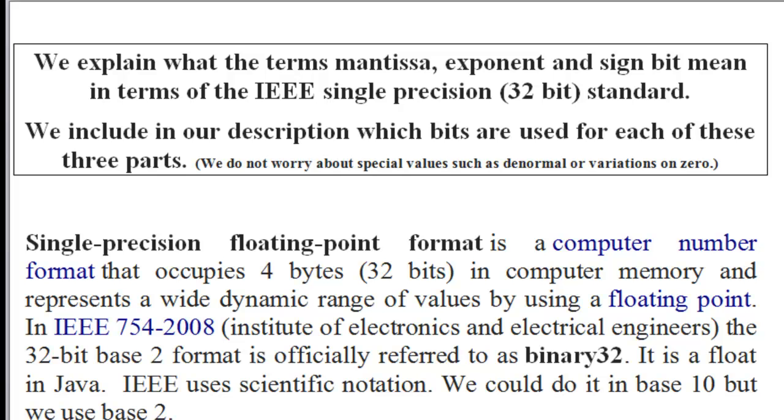Now 32 bits is also known as 4 bytes, that is 4 times 8, and computer memory can store quite a wide variety dynamically of floating point numbers. They're actually binary floating point numbers, so instead of a decimal point, it has a bicimal point.